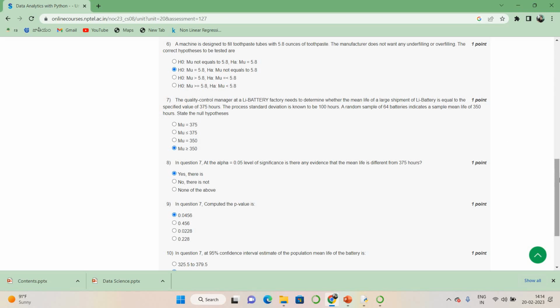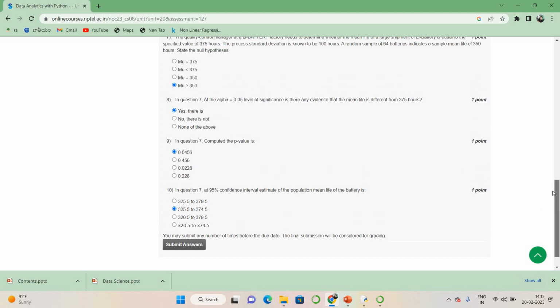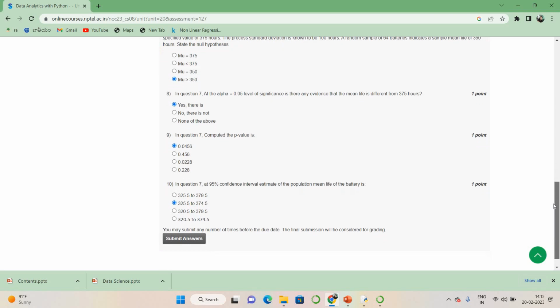Now coming to question number 8. In question number 7, at the alpha equal to 0.05 level of significance, is there any evidence that the mean life is different from 375 hours? Yes, there is. In question number 7, the computed p-value is 0.0456. Option A is the correct answer. And for question number 8, option 1 is the correct answer. And for question number 7, option 4 is the correct answer.